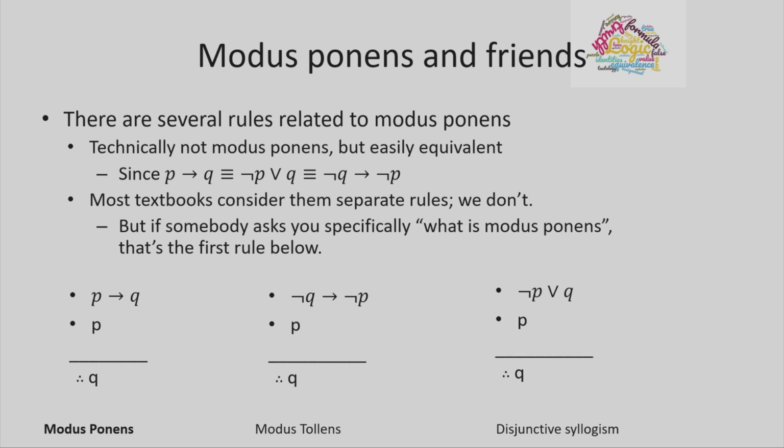So if somebody asks you what modus ponens is, please tell them that it's that first thing, P implies Q, P, therefore Q. But really, when you're solving those problems, you could think about the second and the third rule as applying modus ponens to the contrapositive of your statement or to the disjunction that you made by opening up the implication.